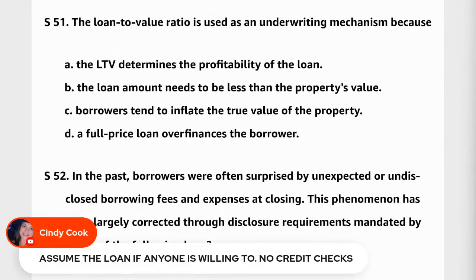Okay, so Cindy made a comment. Assume the loan if anyone is willing to, no credit checks. Well, you can only assume a loan if the lender or the bank is willing to allow an assumption, and they will run credit checks. I don't know of assuming a loan that does not require a credit check. Okay, the lender, the bank, is going to have to approve that new buyer that's going to assume that loan. So if you know of one that I'm not familiar with, hey, share it with us. But it's not typically that way.